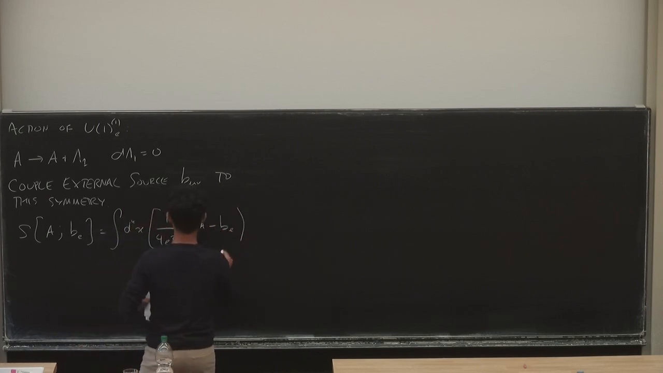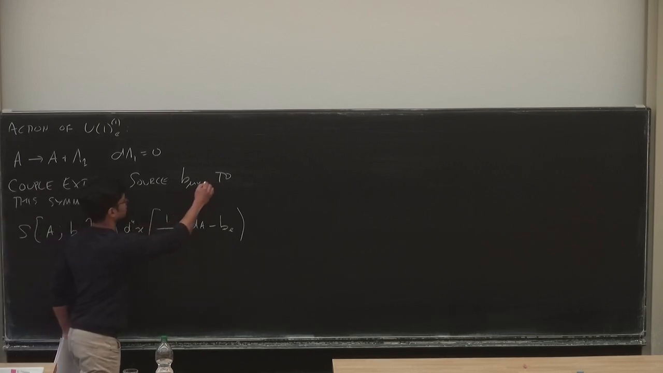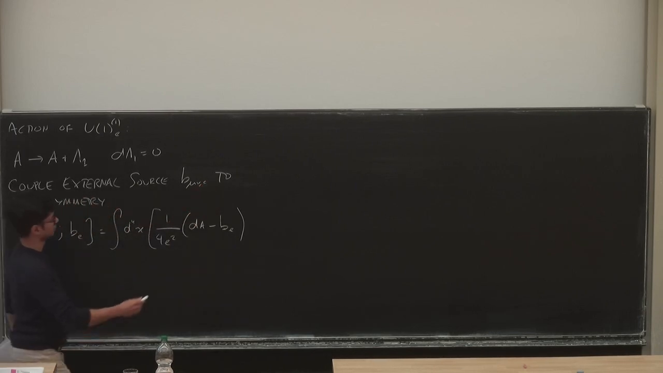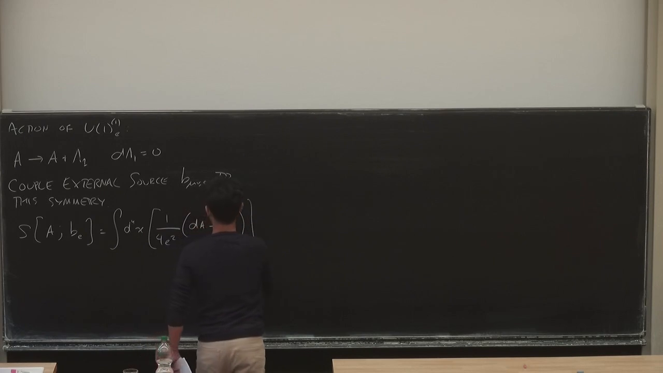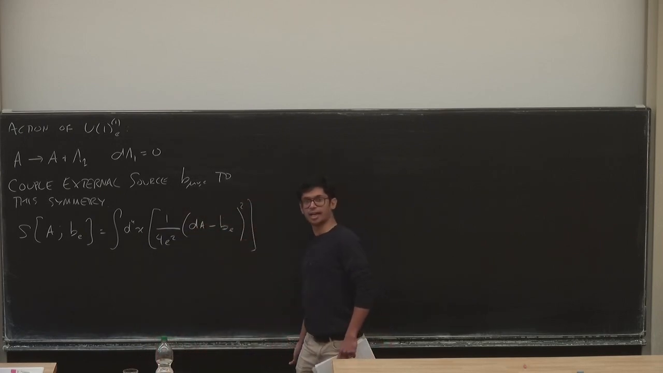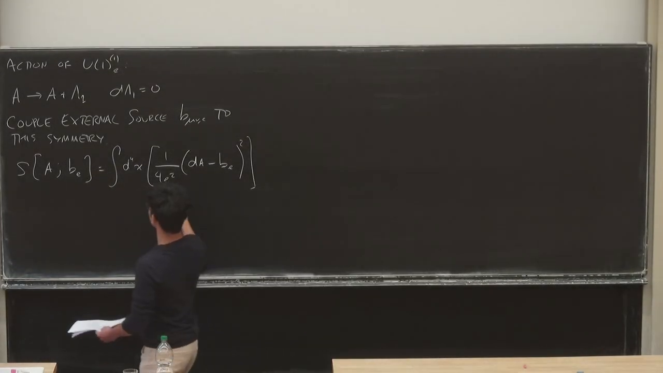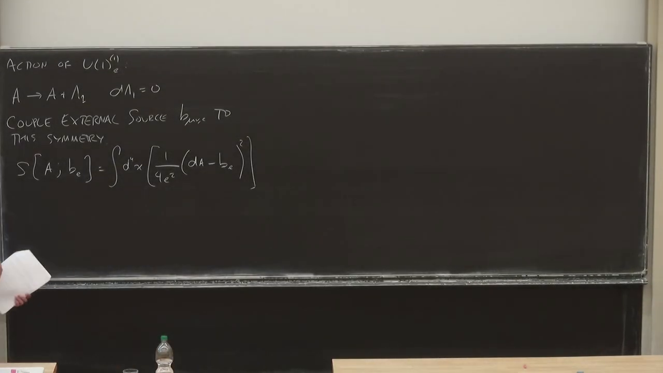Okay, and I'm calling this B electric because it's not the magnetic one, it's the electric one. So this is B mu nu E. Okay? So this is how we couple an external source to this guy. And what is the criteria for doing this correctly? The criteria for doing this right is that you get an enhanced symmetry, right? This symmetry is now enhanced in the following way.